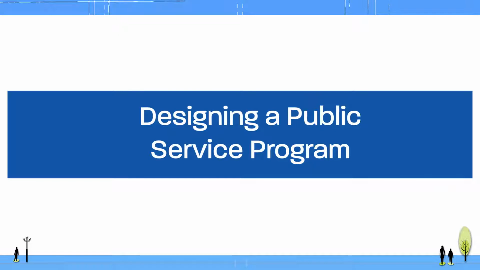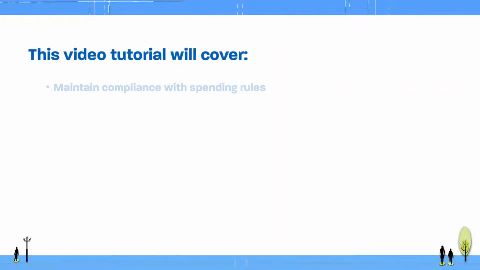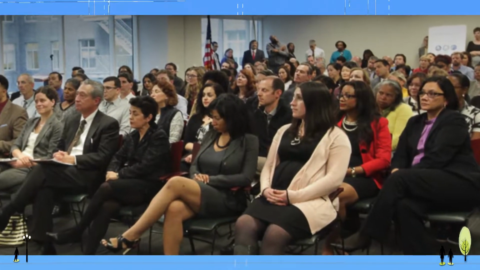We are now going to review considerations for designing a public service program. These considerations include how to maintain compliance with spending rules, how to design your program for effective implementation, and how to ensure that you are addressing the defined need. As mentioned in the previous section, there are spending rules that each grantee must abide by. These rules differ for entitlement grantees and states, and there are some exceptions. Let's walk through these in detail.